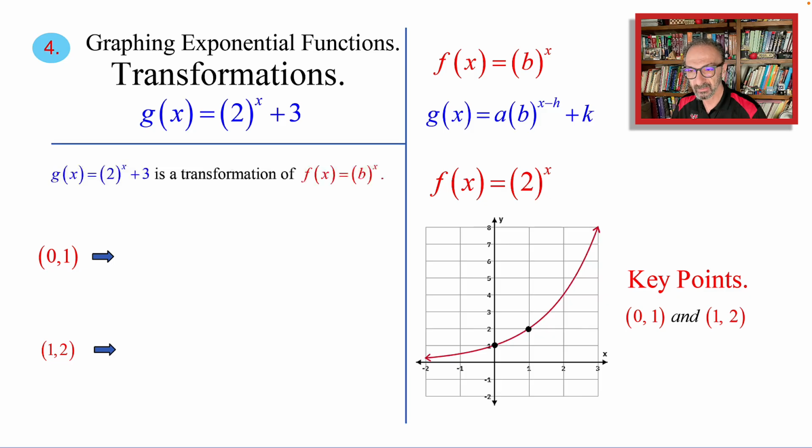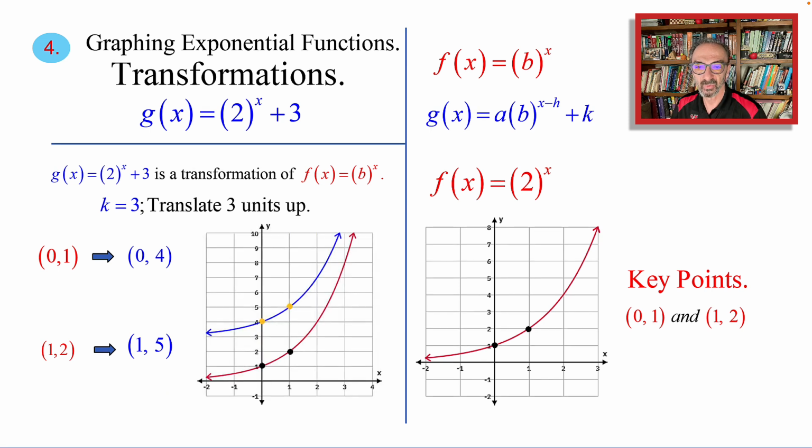1 becomes, that's 3 units up, 1 becomes 4, and 2 add 3 units will become 5. Here's the graph with the original one. So the points are moving up 3 units, the key points, and that's how we get the graph.